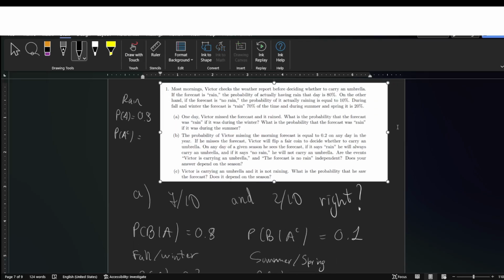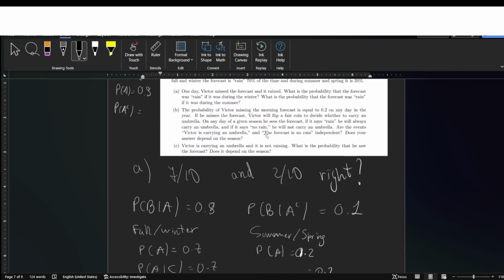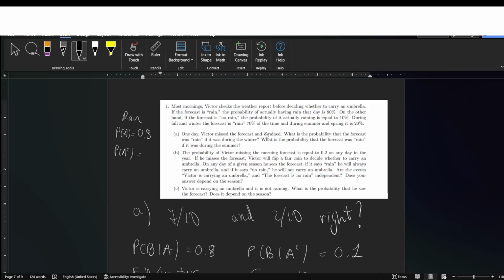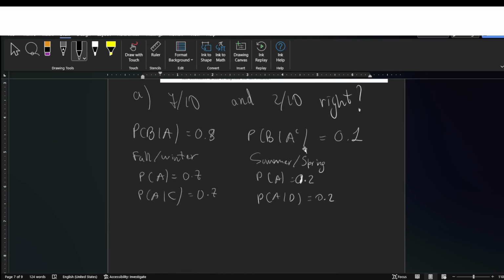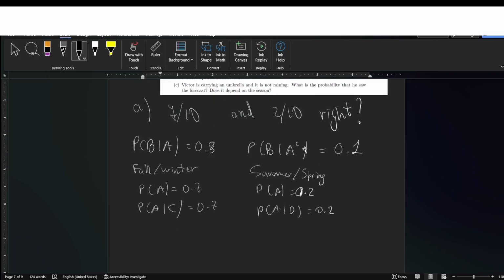Well, one day Victor missed the forecast and it rained. What is the probability that the forecast was rain if it was during the winter? What is the probability that the forecast was rain if it was during the summer? All right. So I think it's actually kind of easy.